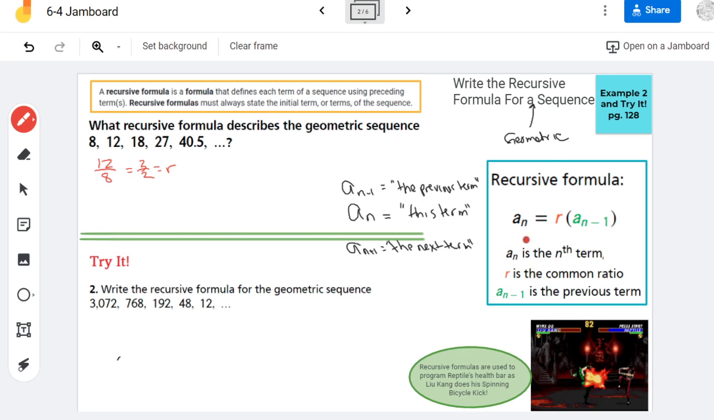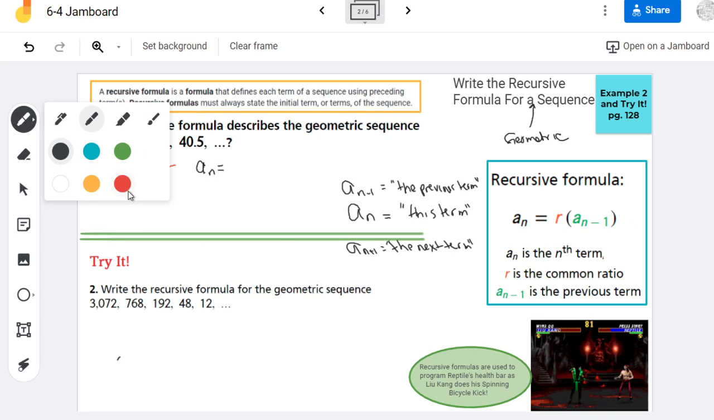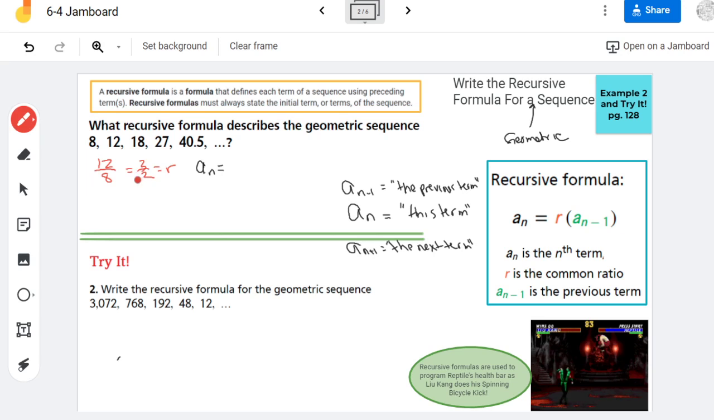And so I'm just going to plug into this formula exactly how you see it. So a sub n, so to find this term, I'm going to take r, which is 3/2, and multiply it times the previous term. There you are, that's the formula.